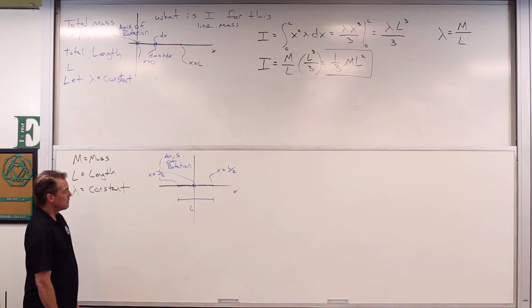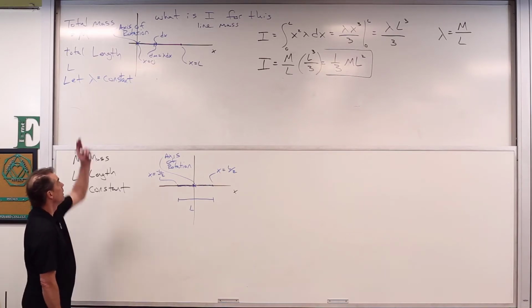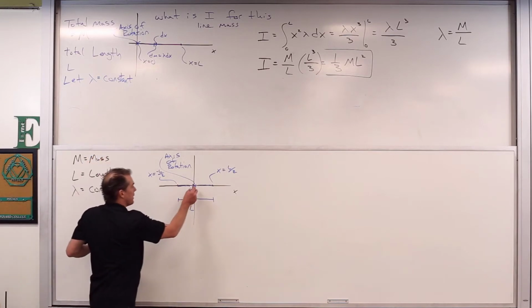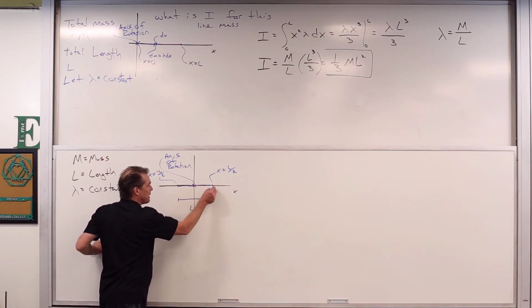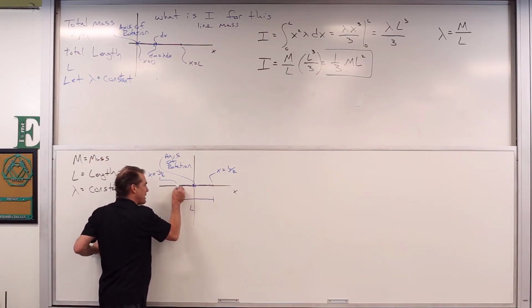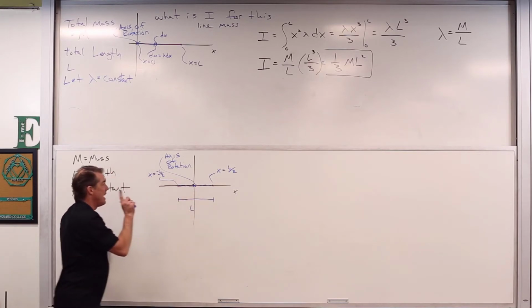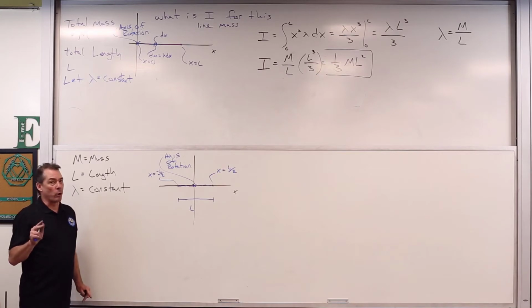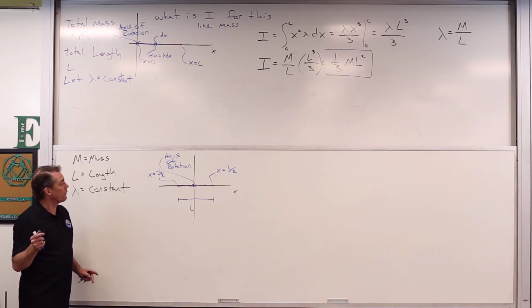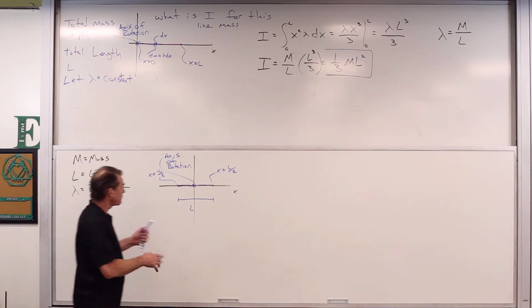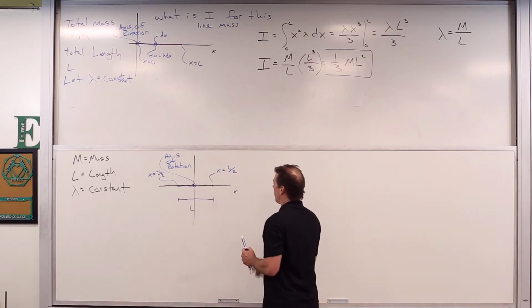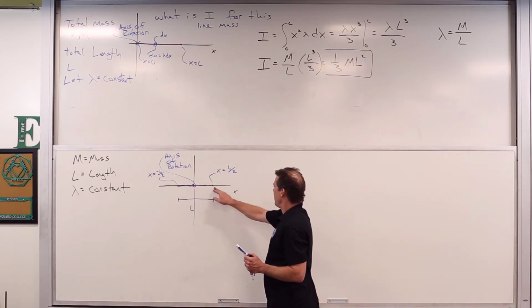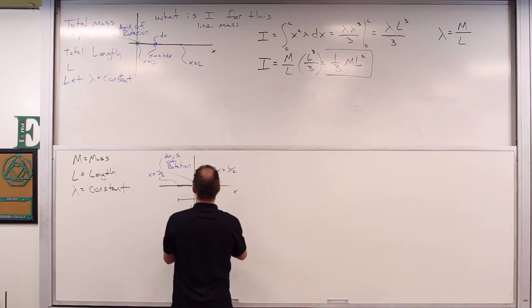Well, we just do it. We figure it out the same sort of way. This side has mass elements that are different distances away. This side has mass elements that are different distances away. And again, it's the distance. It is not the coordinate. So you've got to be a little bit careful with that. But nonetheless, we have this side here. Let's just look at this side.